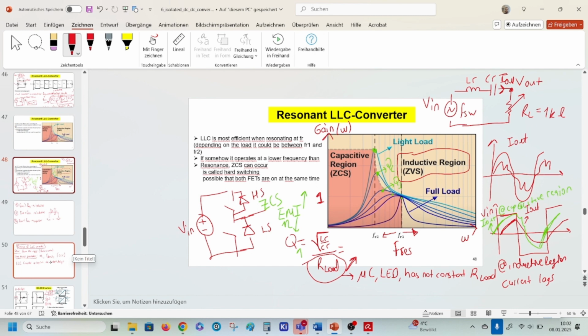So we will meet again in 2 weeks, face to face, and we will make a summary from the beginning up to LLC converter again.